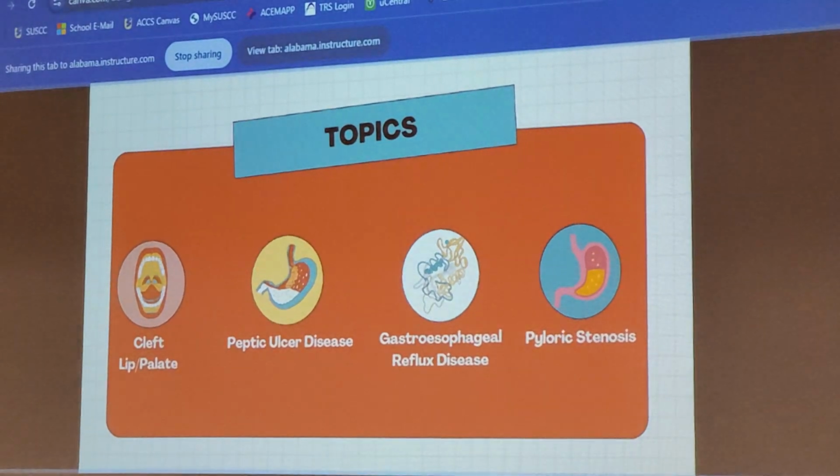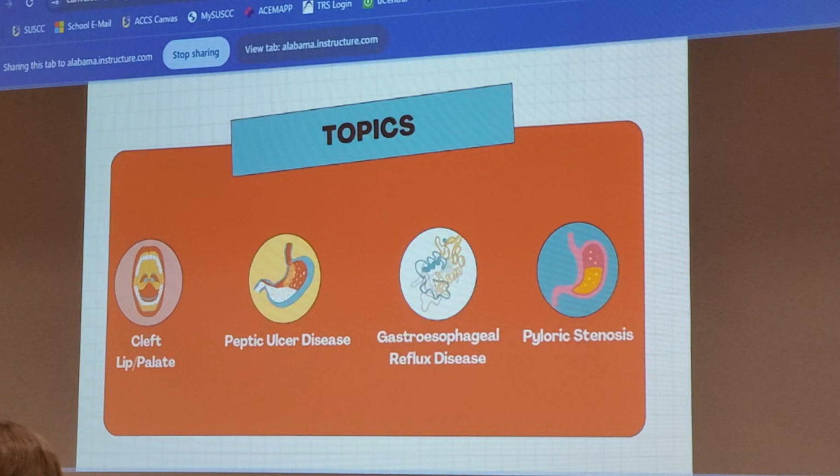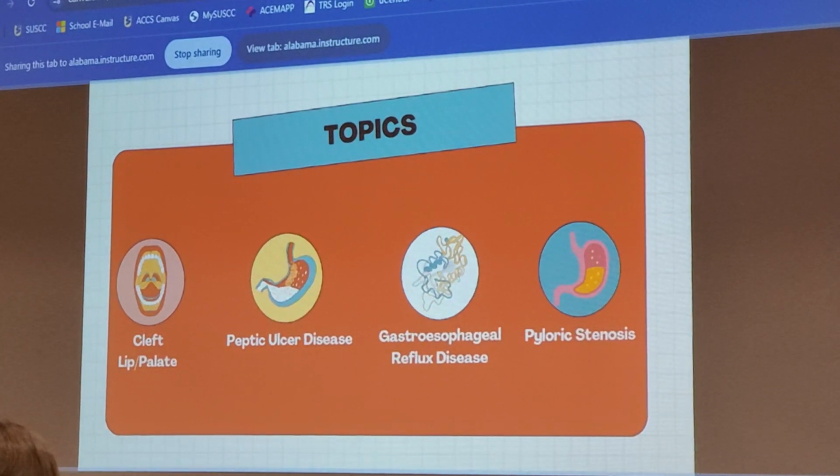Symptoms, and then it's really going to stop about that pyloric sphincter, so right there at the lower end of the upper side of the GI tract.